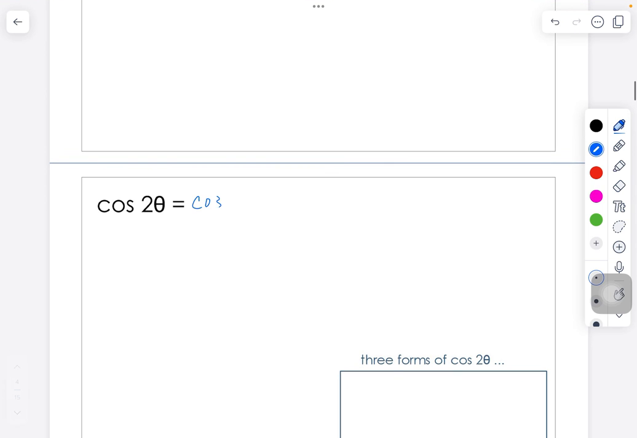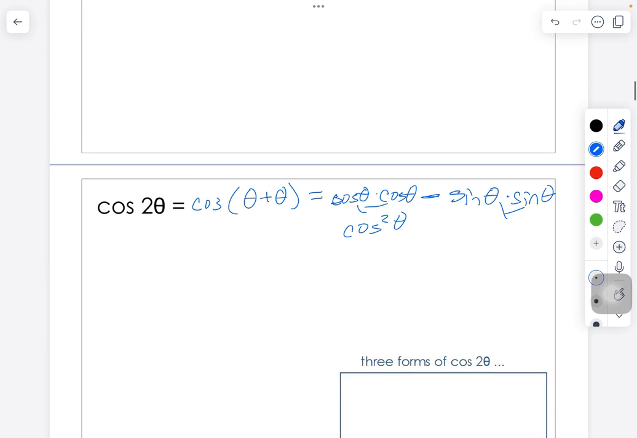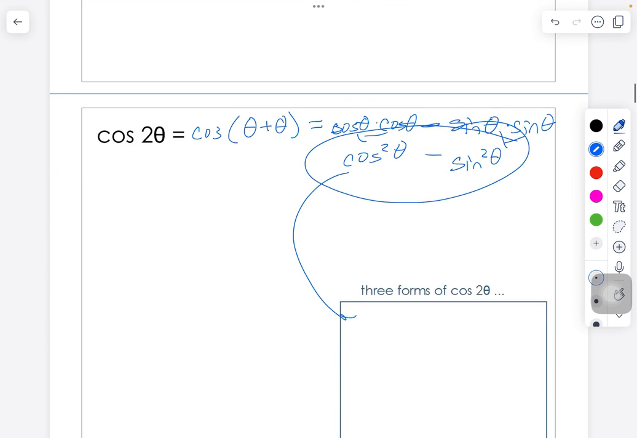I'm going to make cosine into angle addition, so theta plus theta. This is where my subtraction takes in. I'm going to go with the cosine of theta times the cosine of theta, which if I multiply those two together gives me cosine squared of theta, minus the sine of theta times the sine of theta. Same thing, multiply them together, and it gives me sine squared of theta. And I end up subtracting them, and that is one of my, wait a second, it says 3 forms of cosine of 2 theta. And it is.